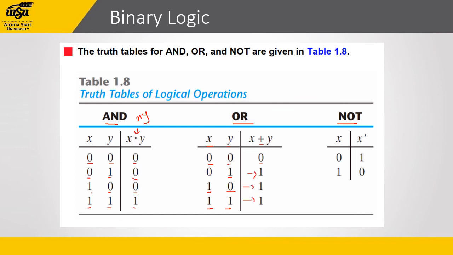For the NOT case, when X is equal to 0, X not is 1. When X is equal to 1, X not is equal to 0.